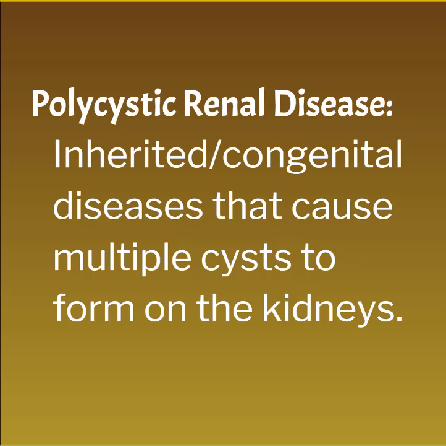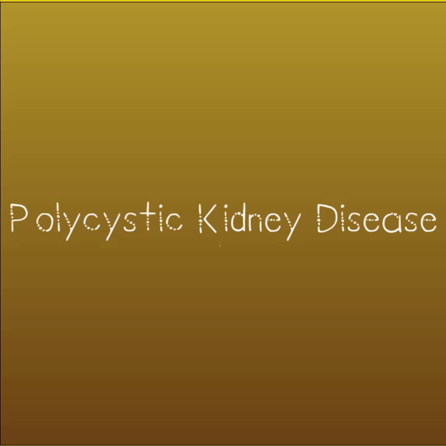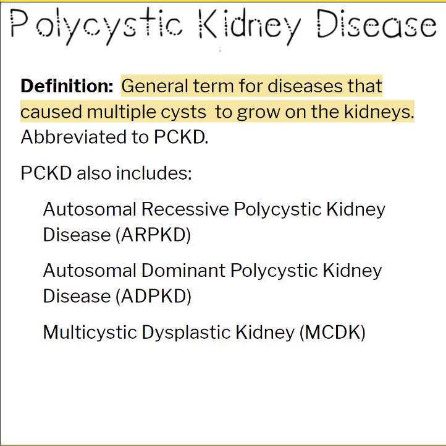Moving on into yet another subset of renal cysts, we have polycystic renal disease. Now, polycystic renal disease is either an inherited or a congenital condition that causes multiple cysts to form on the kidneys. We'll begin with the overarching idea of polycystic kidney disease. We consider it just to be a general term for diseases that cause multiple cysts to grow on the kidneys. We often abbreviate this down to PCKD, polycystic kidney disease.